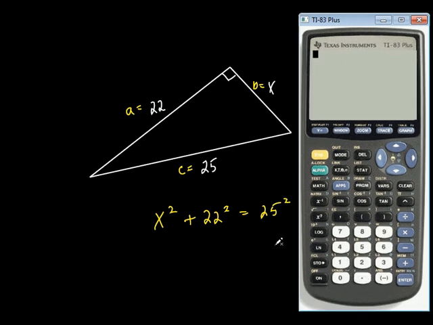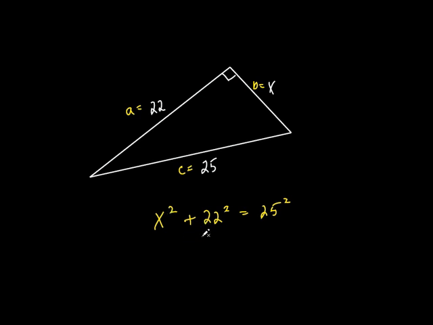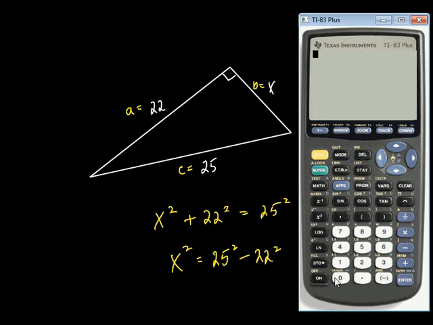So, oh, I should do some math first, right? I got to get x by itself. So what do I have to do? I have to subtract 22 squared. Watch, I'm not even going to do that in my calculator just yet. I'm going to say x squared equals what? 25 squared minus 22 squared. And then what do you do with that? Take the square root of it, right? You don't have to write the square root there, but I think it's a good idea to write it like this.